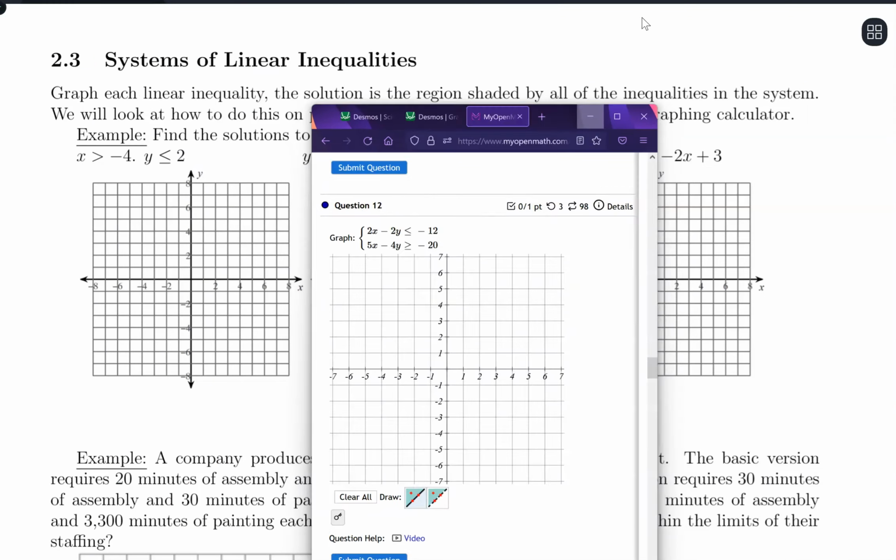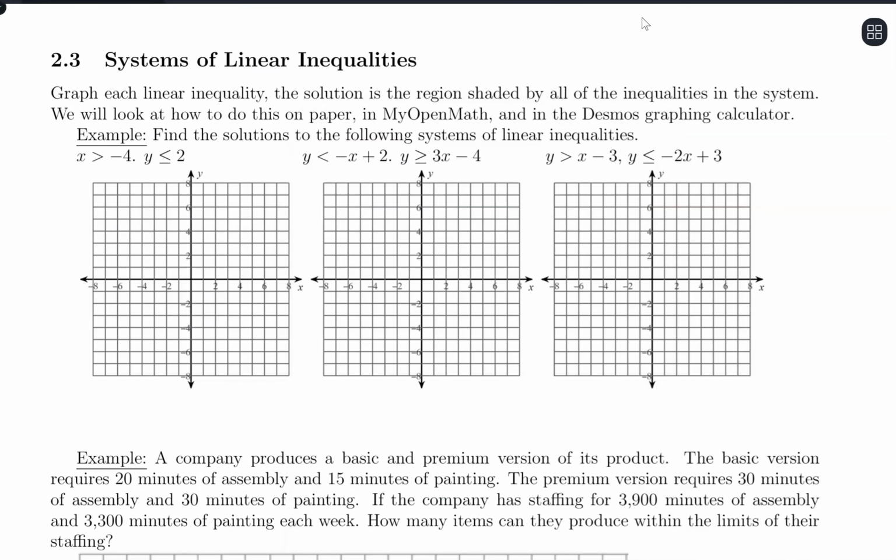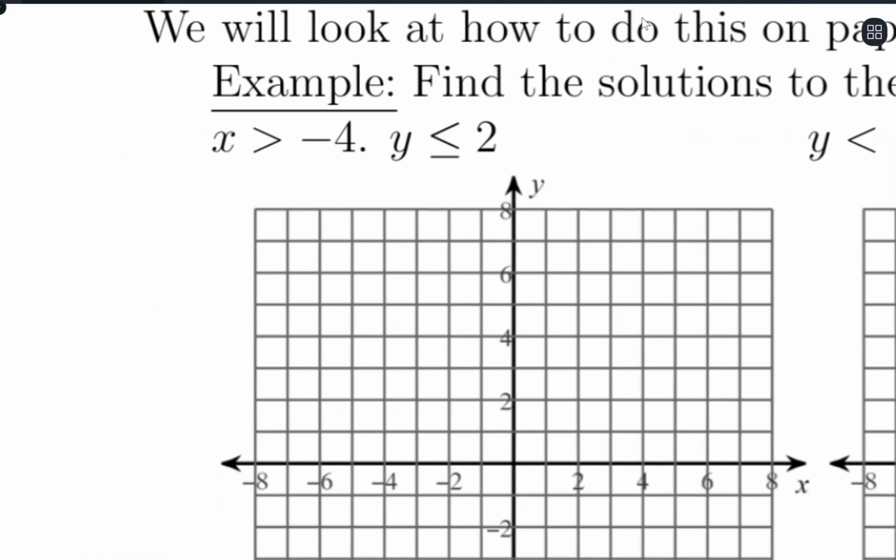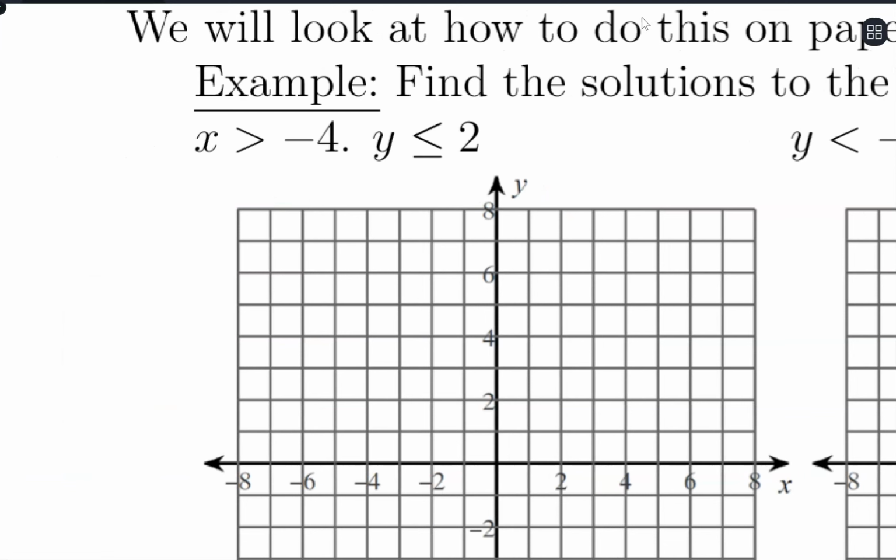Okay, so let's talk about systems of linear inequalities. With these, you're being given two linear inequalities, and sorry, the separation of these might be kind of hard to see. For this one, we have x is more than -4 and y is less than or equal to 2. So we want to graph both of these.